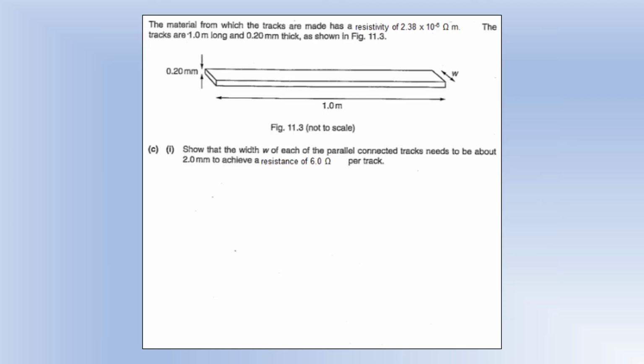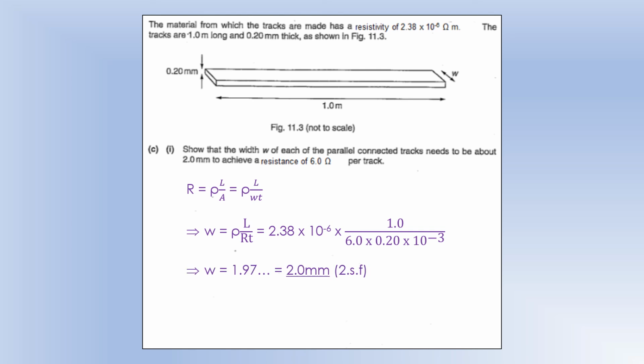So the material from which the tracks are made has this resistivity, and this time we're modelling them as a rectangular cross-sectional area, so we're not going to have any pi's or d-squareds in here. So we've got length and thickness, and we want to know what their width is. So resistance is calculated in this way, and instead of area, I'm going to put width times thickness. So we want the width, so let's make that the subject, plug the numbers in, and we get the width of 2 millimeters once we round appropriately.